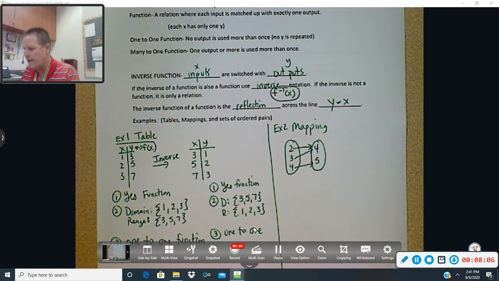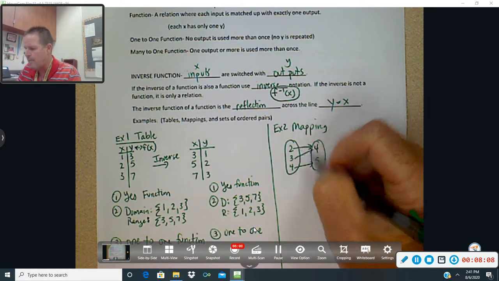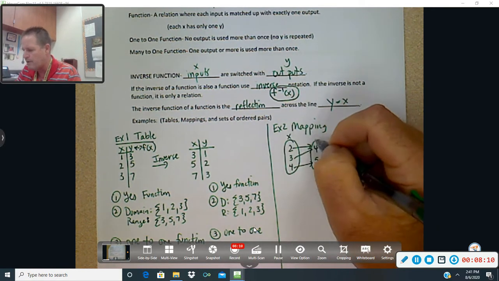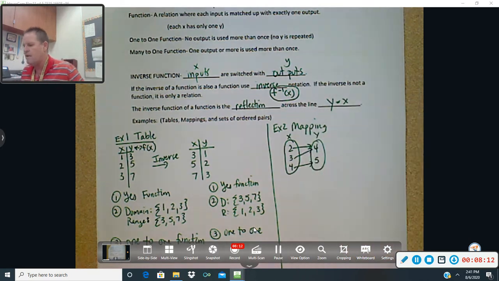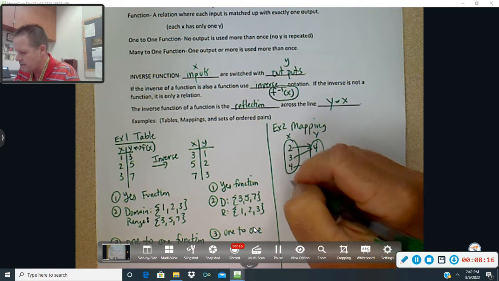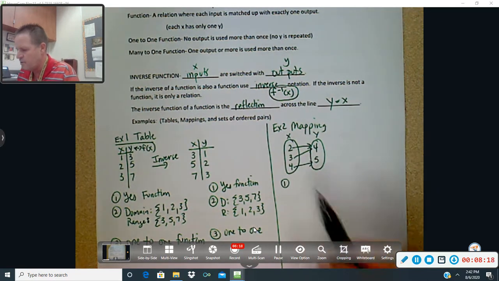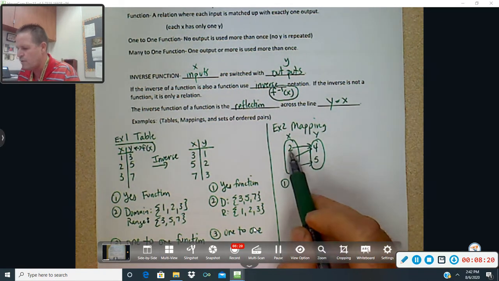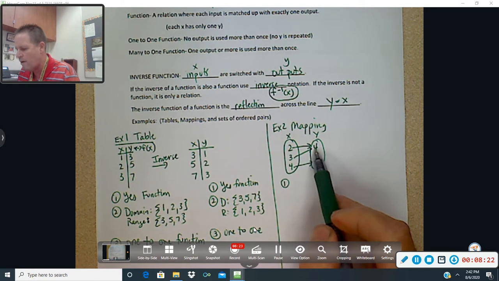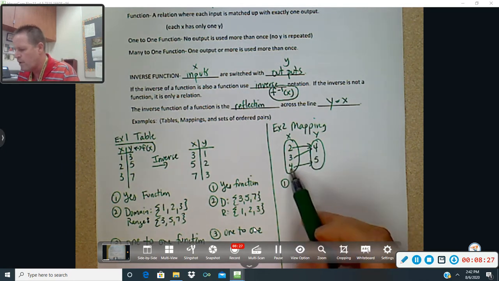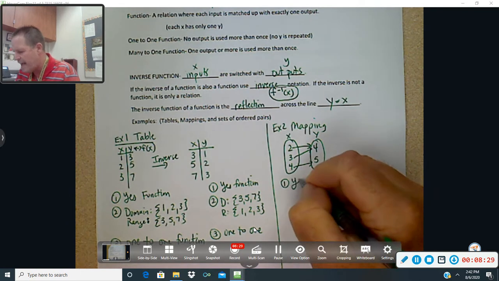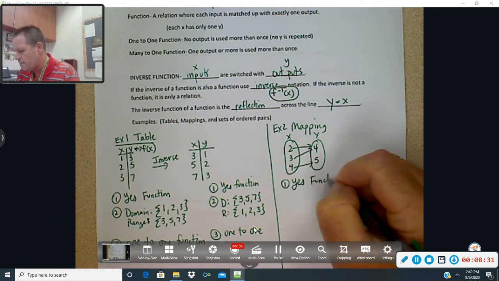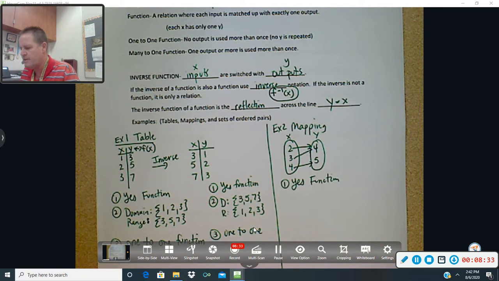Okay, and again, I want to answer the same questions. Now, it may not be labeled, but your first bubble on the left is your x's. The bubble on the right is your y's. Okay, so is this a function? Number 1. Is it yes or no? Well, how many answers does 2 have? It has 1. It is 4. How many answers does 3 have? 1. It is 4. How many answers does 4 have? 1. It is 5. So yes, it is a function.